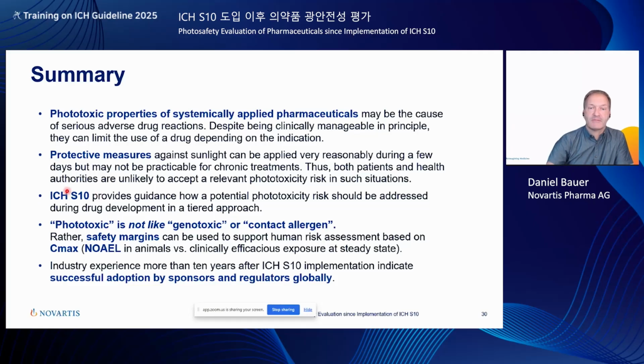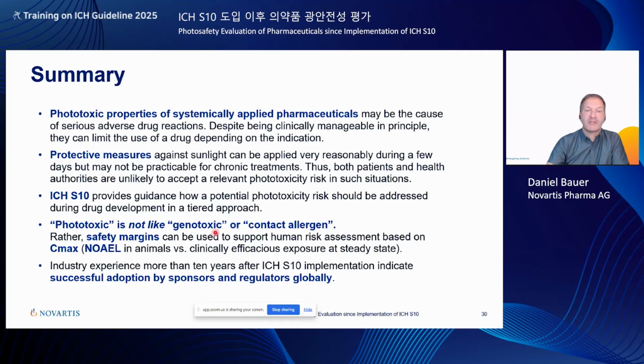ICH S10 provides guidance on how a potential toxicity risk should be addressed. It's a tiered approach, so it's important that a next level test like in vivo is overruling the previous test, the in vitro test. So a positive in vitro outcome can be mitigated by a clearly negative in vivo test, or at least by providing sufficient margins of exposure.